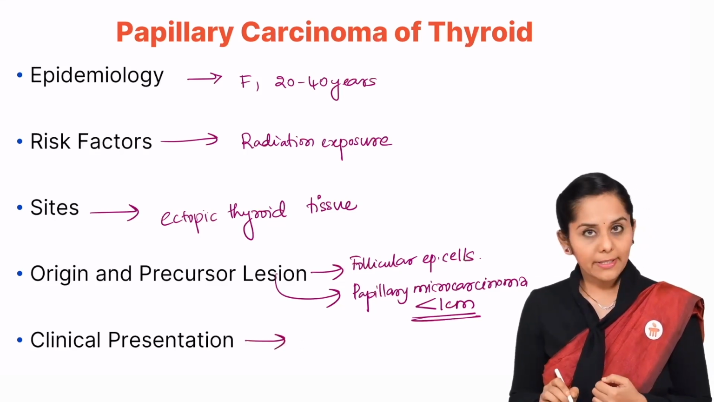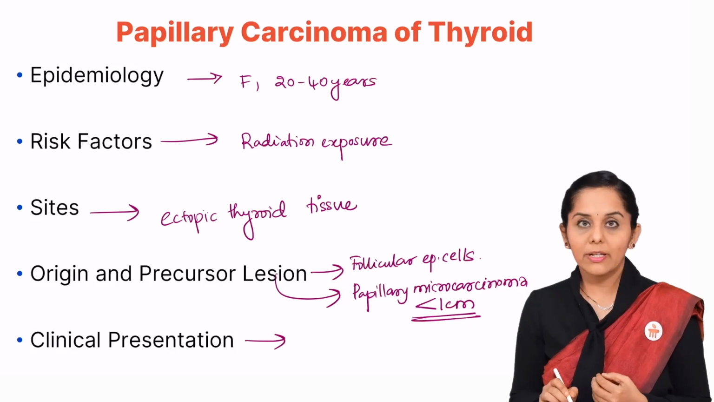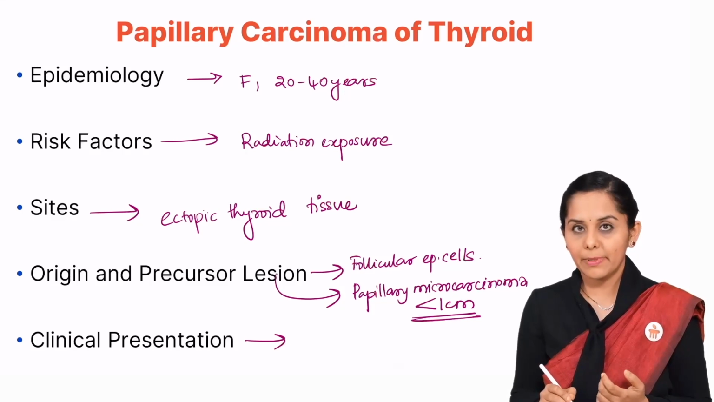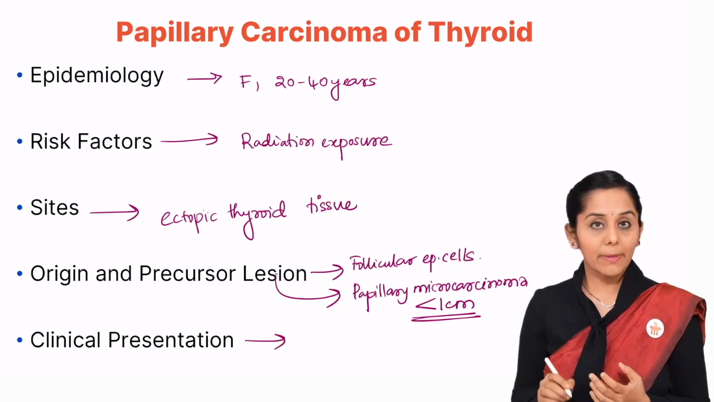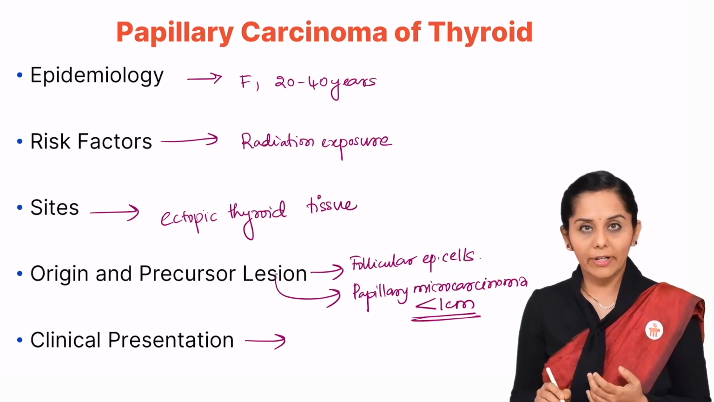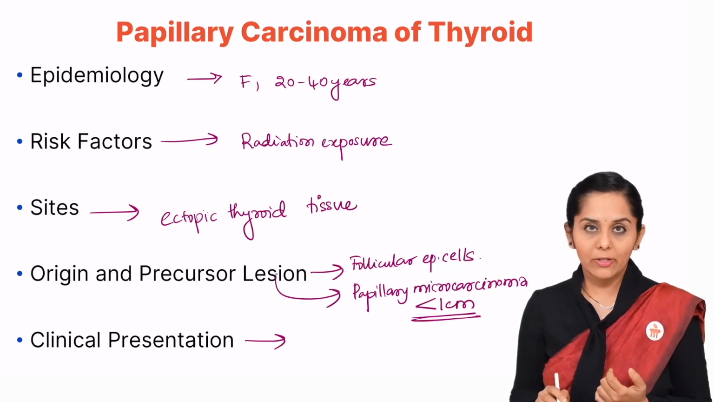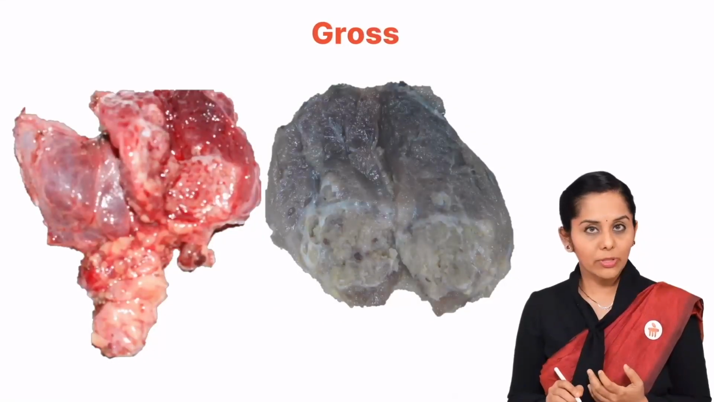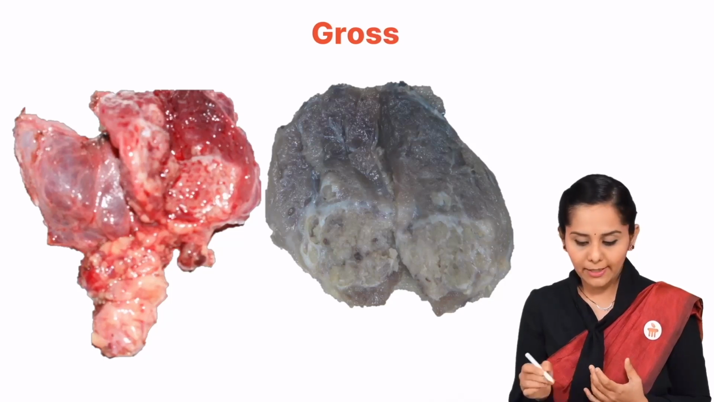In clinical presentation, most of the times the patients are asymptomatic and the lesions are detected incidentally on imaging, but sometimes they present with lymph node metastasis as a first sign of underlying papillary thyroid carcinoma. So remember that the route of spread is through the lymphatics, so there is lymph node involvement present in case of papillary thyroid carcinoma. Moving on to the gross, it can be unifocal, multifocal, it can involve both the lobes or it can involve the single lobe.